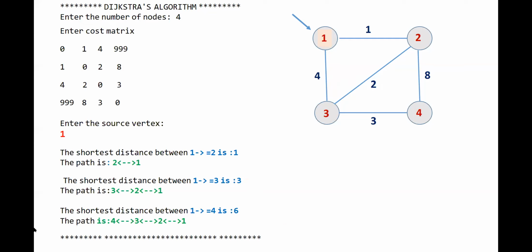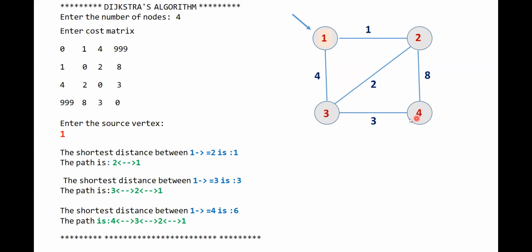Next, the shortest distance between 1 and 4. From 1 to 4, there is no direct connectivity, no adjacency. We must consider all the possible paths: 1 to 2, 2 to 4, one path; 1 to 3, 3 to 4, one path; 1 to 2, 2 to 3, 3 to 4, one path.